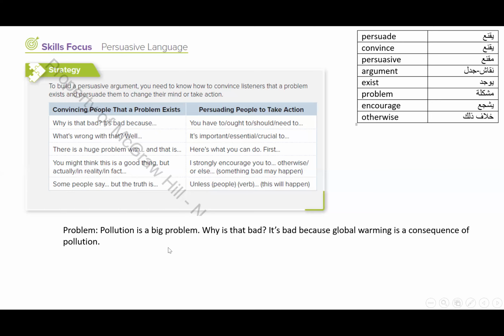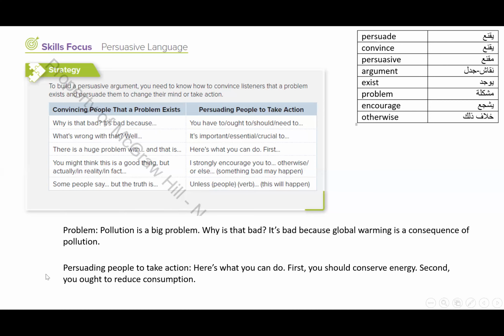Persuading people to take action. هبتدي اقنعهم ان هما to take action. Like this. Persuading people to take action. Here is what you can do. First, you should conserve energy. Second, you ought to reduce consumption. مش عايز تستخدم الطريقة دي ممكن تقول it's important. It's important to. It's important to conserve energy and reduce consumption. That's okay. Like this, you show the problem. You persuade people to take action. لو انت ضميت بقى الاثنين مع بعض show a problem and persuading people to take action هيظهر معاك جزء جيد جدا من الايساي اللي انت ممكن تكتبه في نهاية العام. Let's go on.